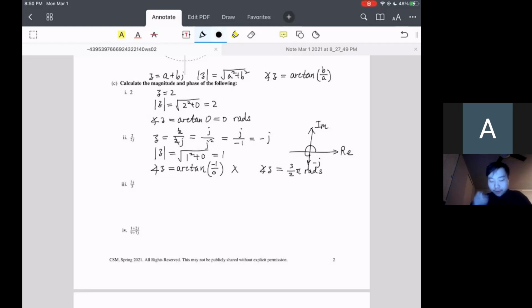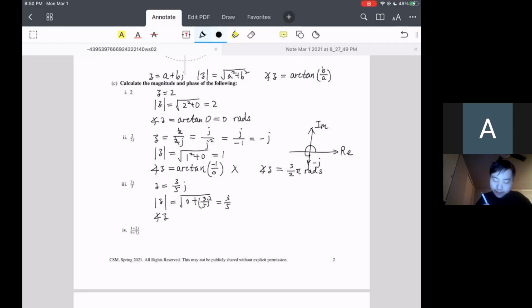And then for a third part, we know that z is equal to 3 over 5j. So the real part is 0, the imaginary part is 3 over 5. And its norm, or its magnitude, would then just be the square root of 0 plus 3 over 5 squared, which is equal to 3 over 5. And the angle, we have the same issue.